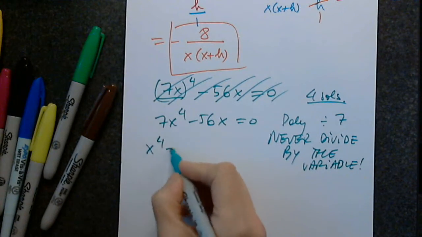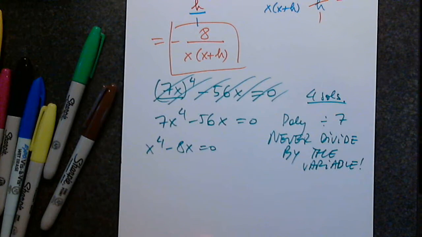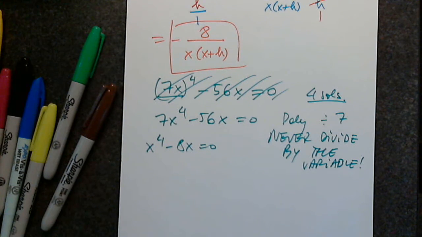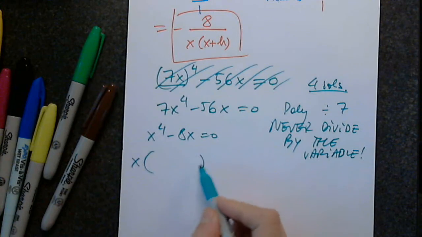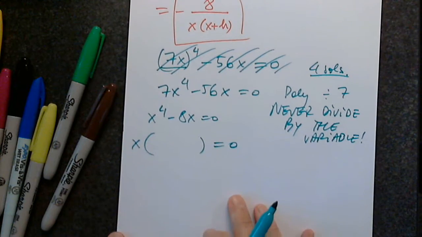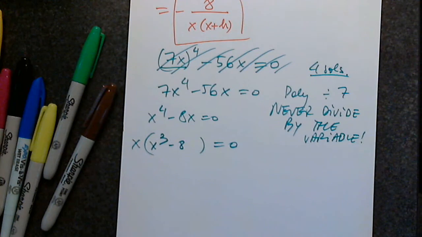So this is x to the 4th minus 8x equals 0. Good. I still have 4 solutions. I will have to factor out the greatest common factor, which is, very good. And what do I have in parentheses? X cubed minus 8. And now I have to look at x cubed minus 8 and I have to make a decision.